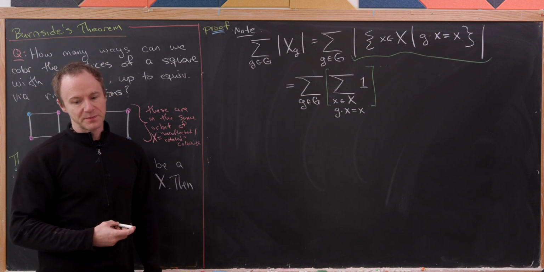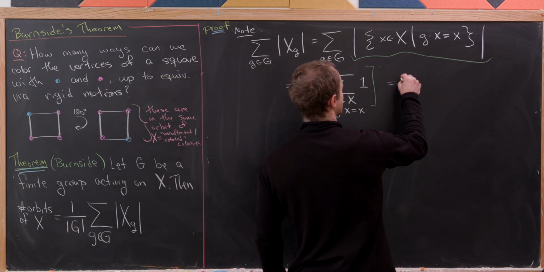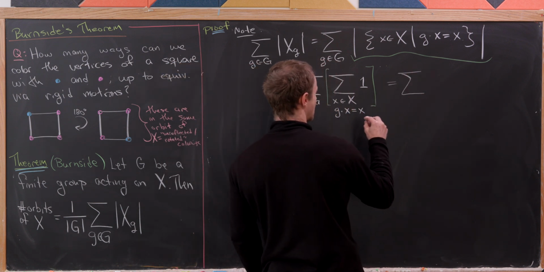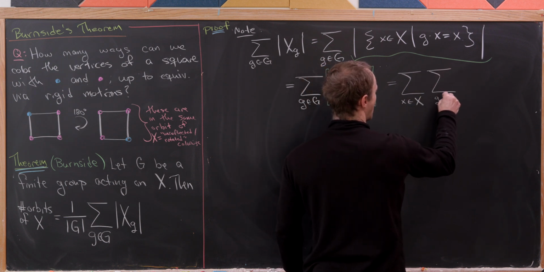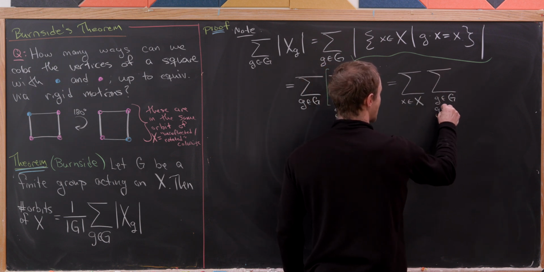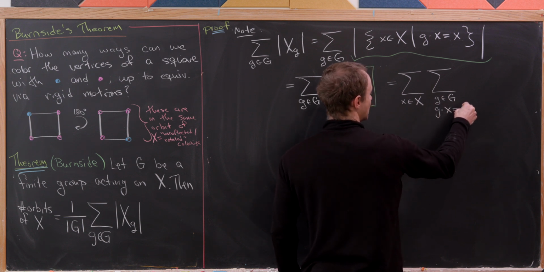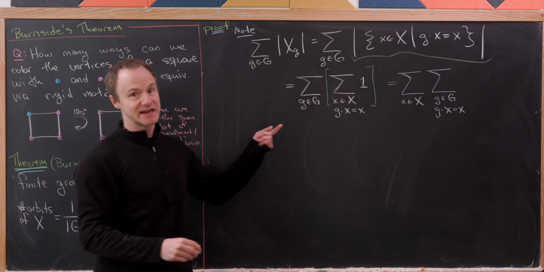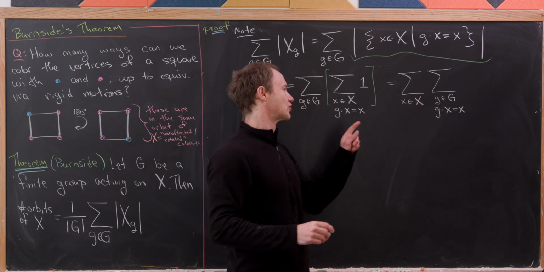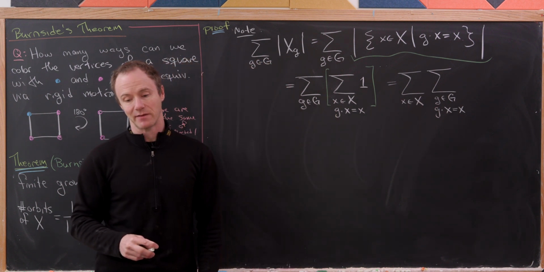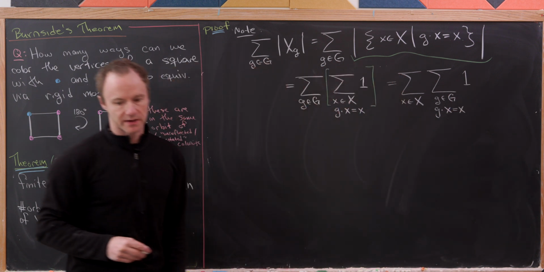Okay, nice. But now what I'll do is I'll change the order of summation. And so that's going to turn into this. So we'll have the sum over all x in X, and then the sum over all g in G, satisfying the rule that g dot x is equal to little x. So now the condition has to go on the inside, but it's essentially the same condition, except it's restricting group elements instead of restricting set elements. And then, well, we're still adding up the number 1 over and over and over again.